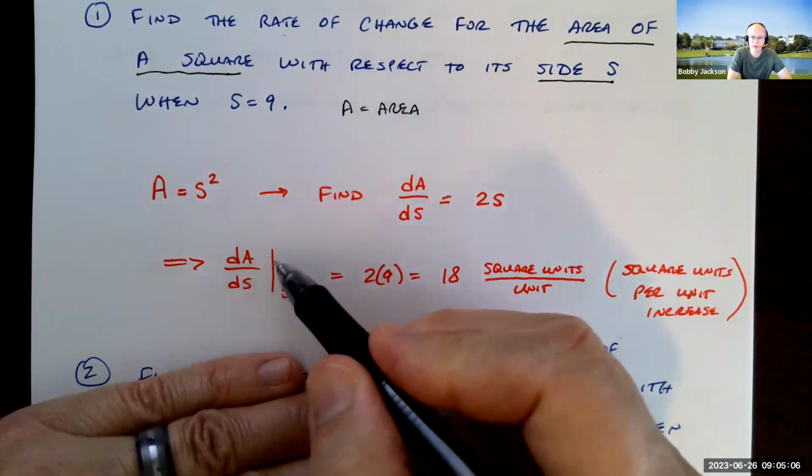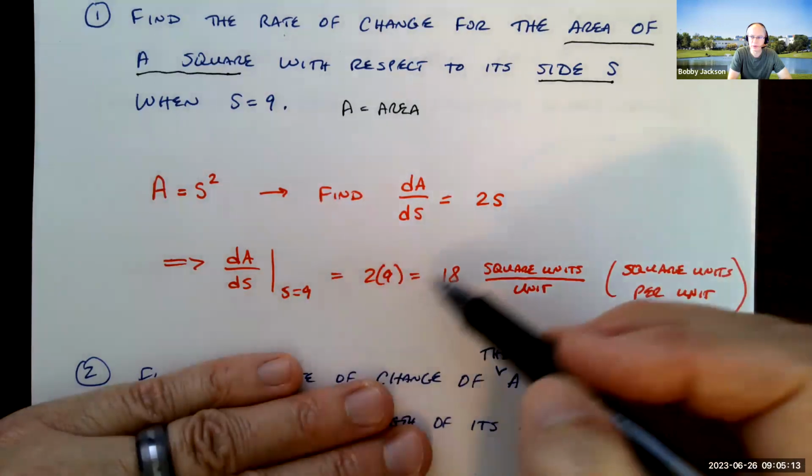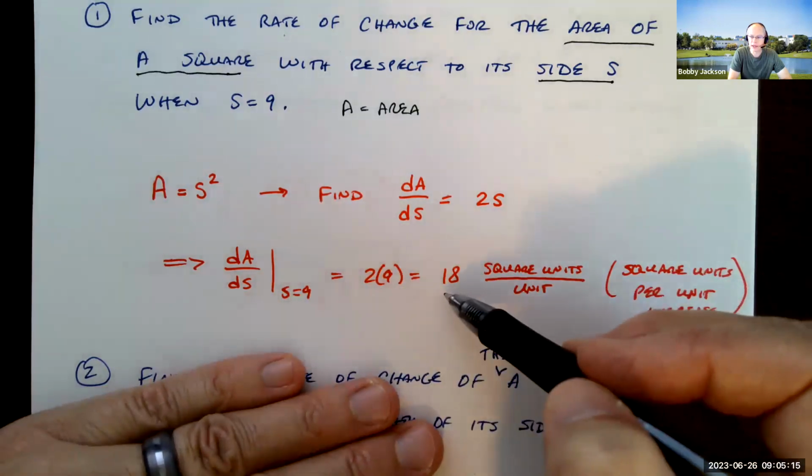Remember, when we have a Leibniz notation, we use this vertical line afterwards, meaning evaluated at what? S is 9. So I simply replace S with 9. Of course, I get 18.